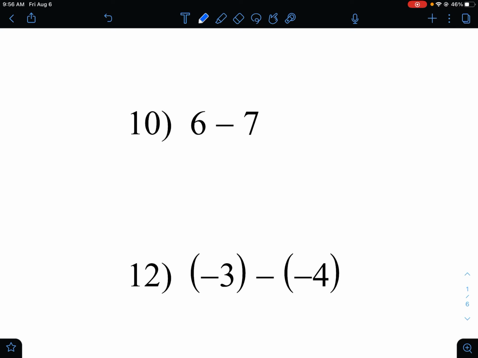Well, guess what? We don't have two signs next to each other here. So we don't have to rewrite it at all. So we can kind of skip to step 2 here. And then we have to sing our song, right? Same signs, add and keep, different signs, subtract.